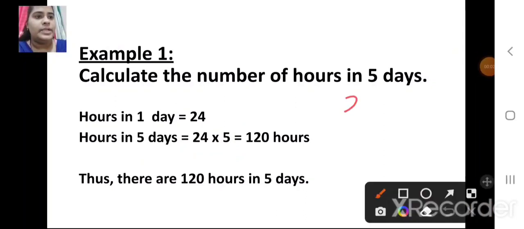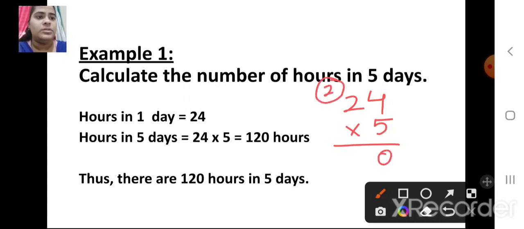So 24 multiplied by 5. You can do a rough work and calculate. 5 4s is 20, 2 carry 0 down, 5 2s is 10, plus 2 is 12. So you can see children here it is 120 hours. Thus there are 120 hours in 5 days.